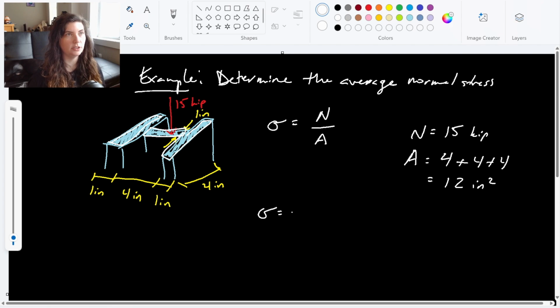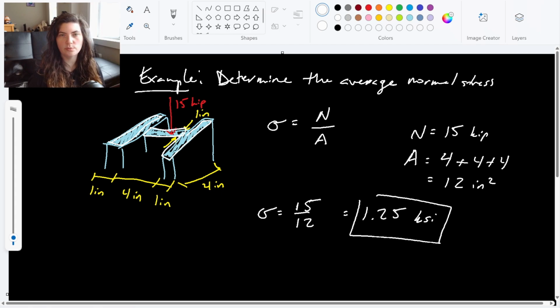So now we just plug and chug that, and that gives us 15 over 12 is 1.25 ksi, kips per square inch, is our normal stress, right? Pretty straightforward equation, pretty straightforward application. Let's look at a couple of other examples where we might use this.